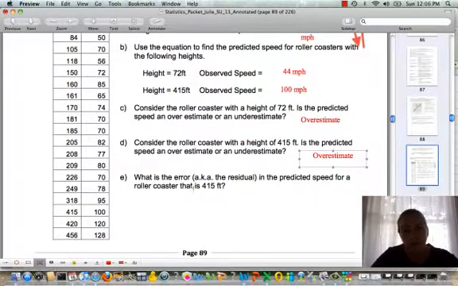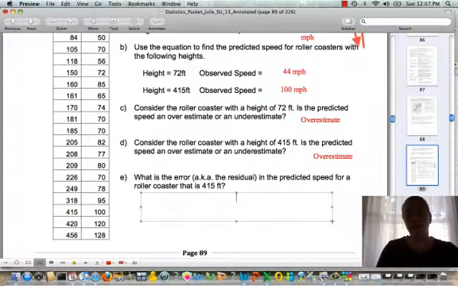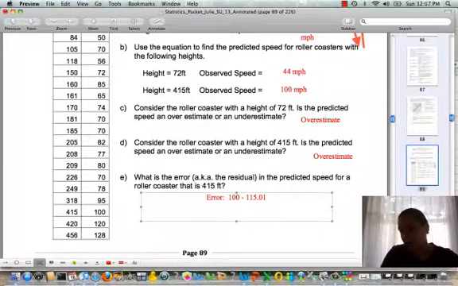So now let's go ahead and calculate out the error for the roller coaster that had height 415 feet. Remember, the error is also known as a residual. So in your OLI software, you'll hear reference to the residual, and you'll know that means the error. So we start with the actual or observed speed, subtract the predicted speed, and we get negative 15.01 miles per hour. And again, our error is negative because we have an overestimate.